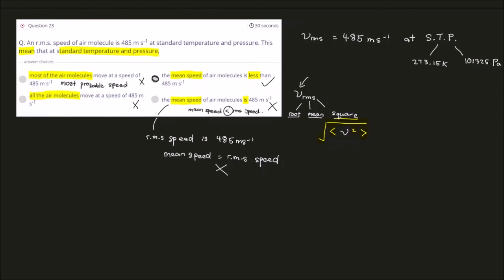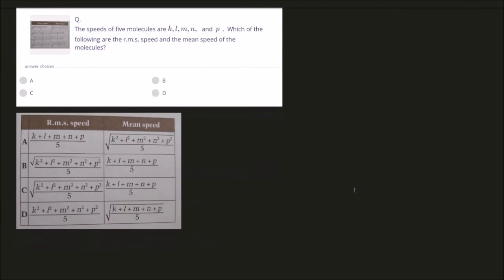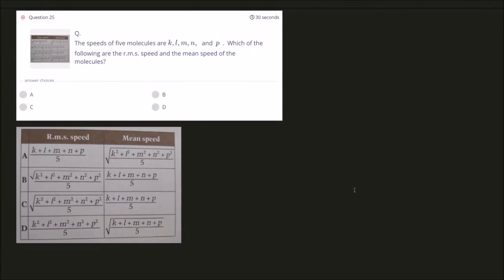Okay, if you still feel like I haven't explained to you, yes, I haven't explained to you why mean speed is less than 485. Why is mean speed less than RMS speed? We need to look at the next question. So let's look at the next question. Question 25.